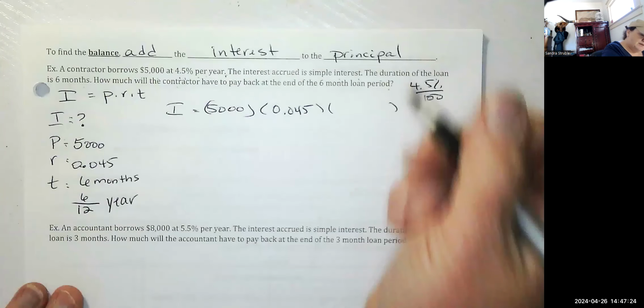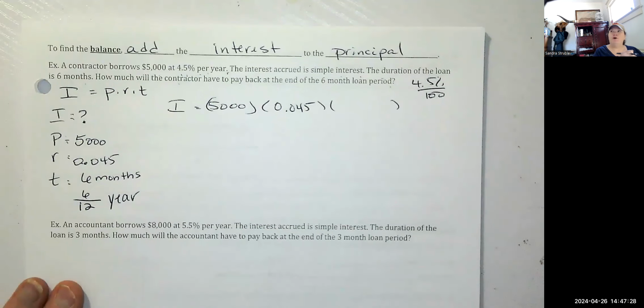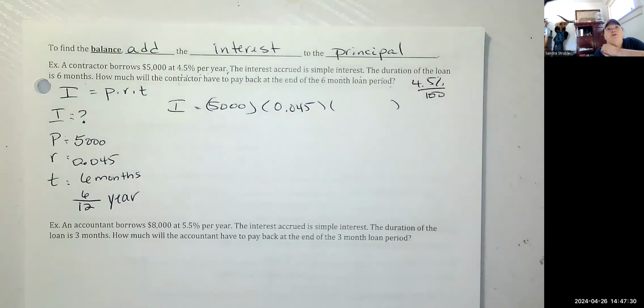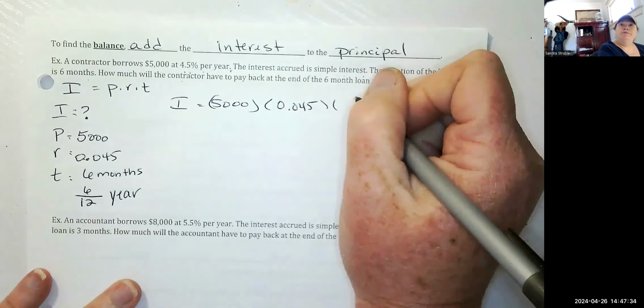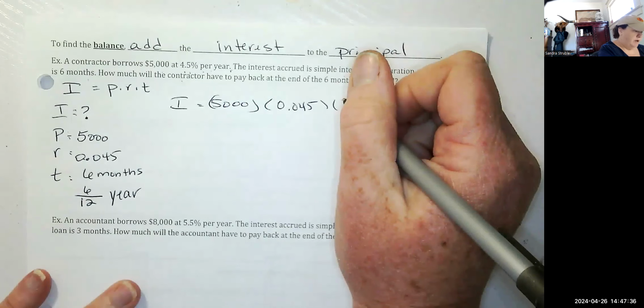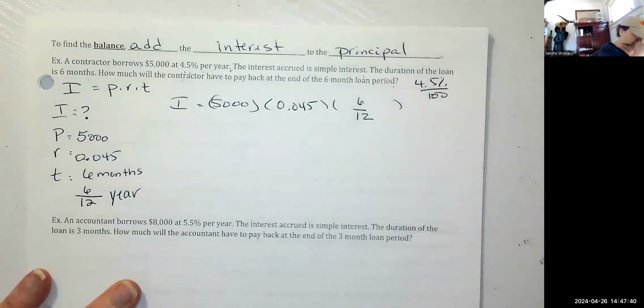So I can choose that. If it was 3 months out of a year, it would be 3 over 12 years. You could also use 1/2. It works as well. So 6 divided by 12. I'm just going to leave it like that.